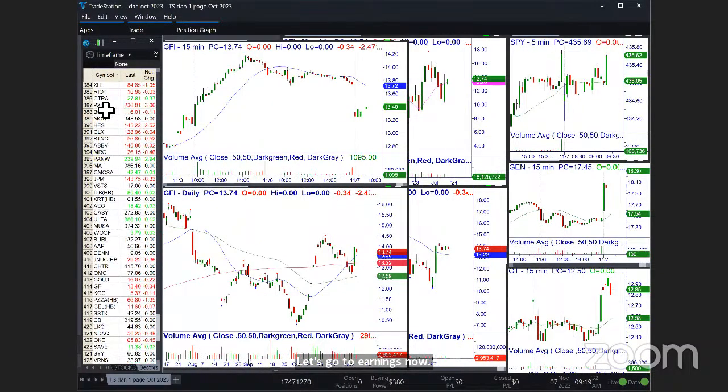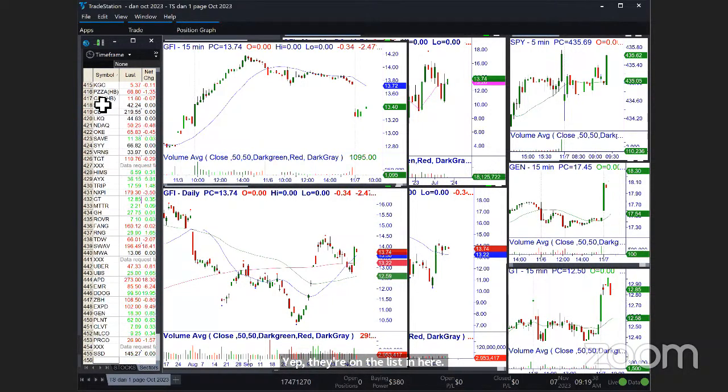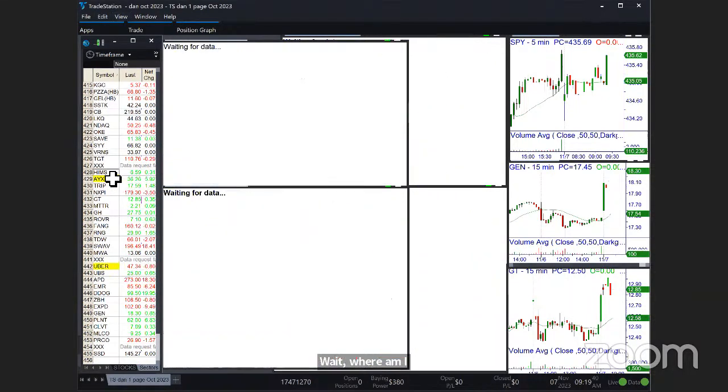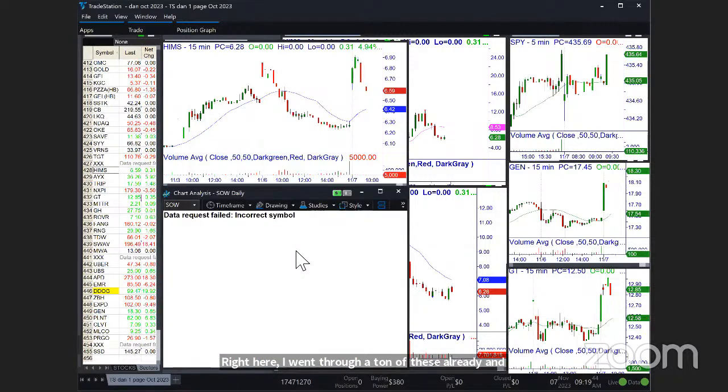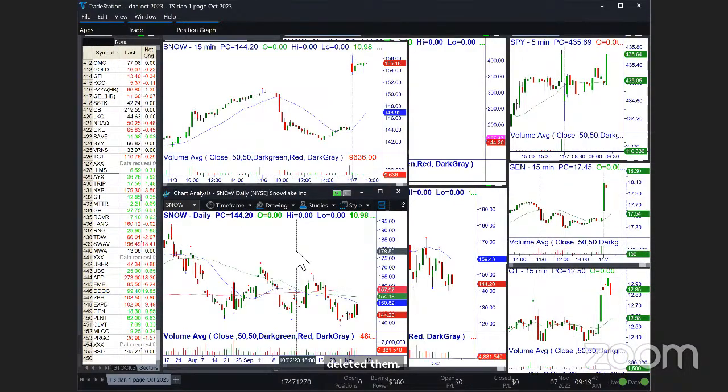Yeah, they're on the list in here. Wait, where am I? Right here. I went through a ton of these already and deleted them. Snow versus D-Dog. Snow 155. That would be a nice put spread under yesterday's low.